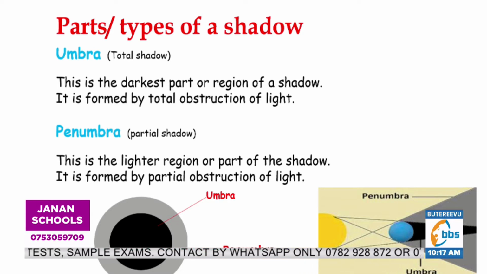So the shadow has two regions, that is the umbra and the penumbra. Is that okay? The darkest part is the umbra. Then the lighter region of the shadow is the penumbra. Please get that clear. Those are the parts of the shadow. And if you look at the other diagram on your right, it is showing you the penumbra and the umbra. Umbra is the darkest region. Hope we are moving together.